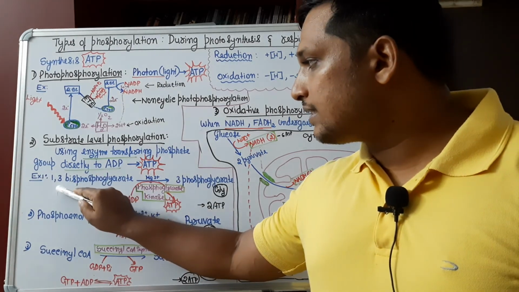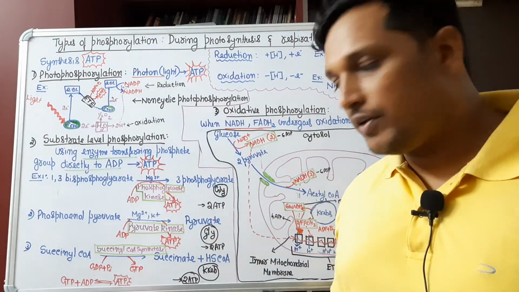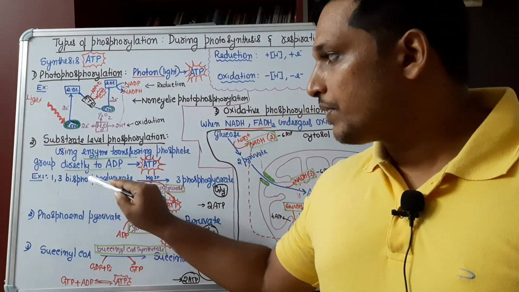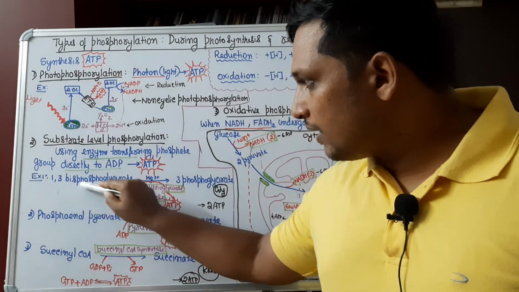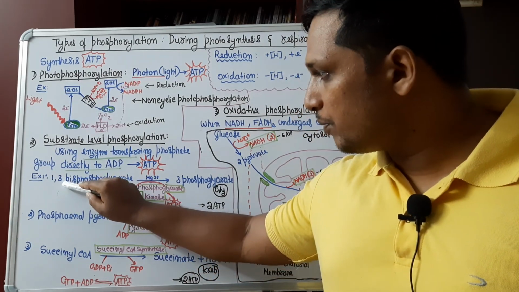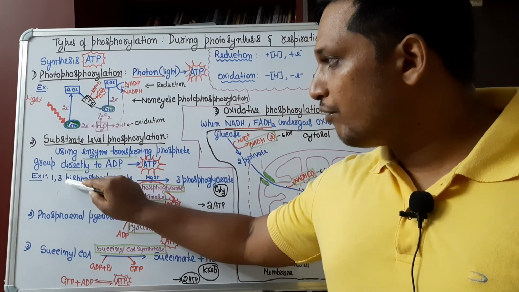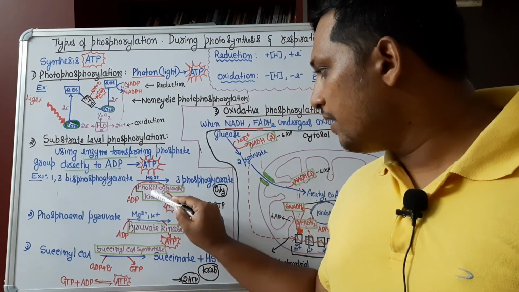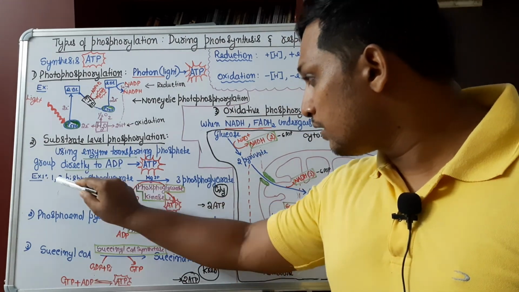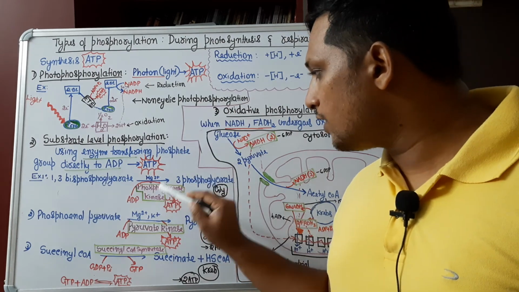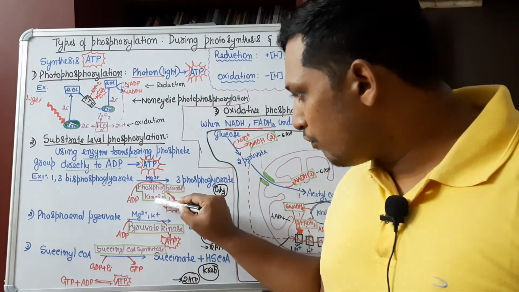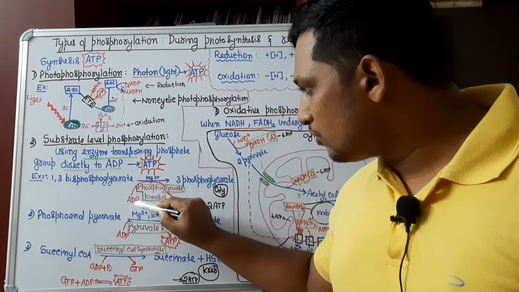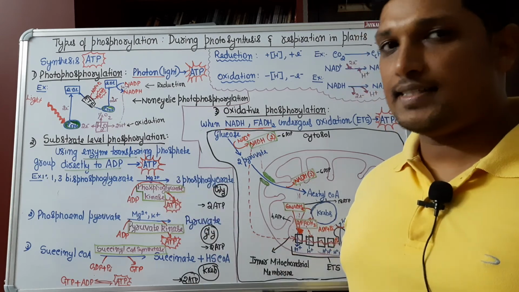First step, when there is conversion of 1,3-bisphosphoglycerate during glycolysis to 3-phosphoglycerate. What is 1,3-bisphosphoglycerate? In this particular 3-carbon compound, at the first position and the third position, there is phosphate. When that first positioned phosphate is removed in the presence of the enzyme phosphoglycerate kinase, that phosphate which is removed is added to the ADP. That is the function of kinase enzyme.